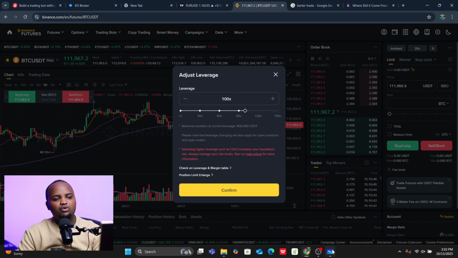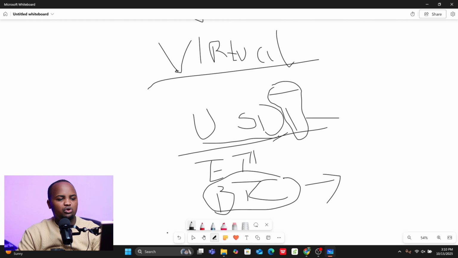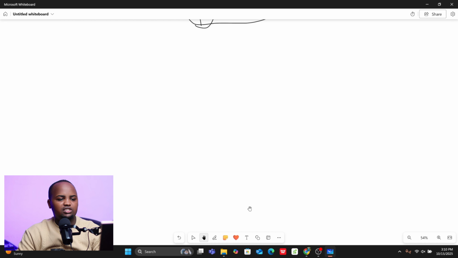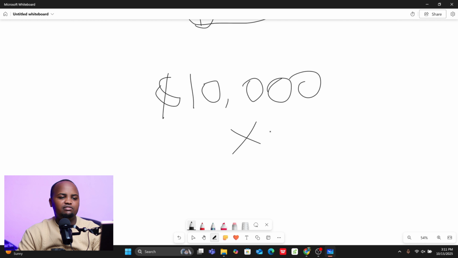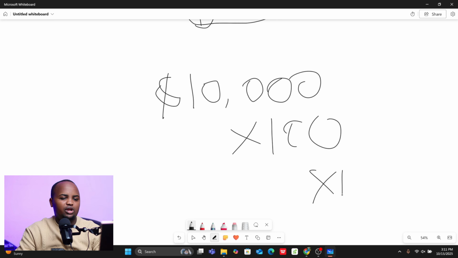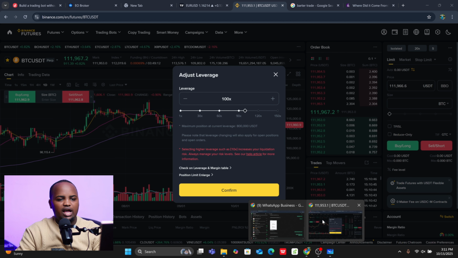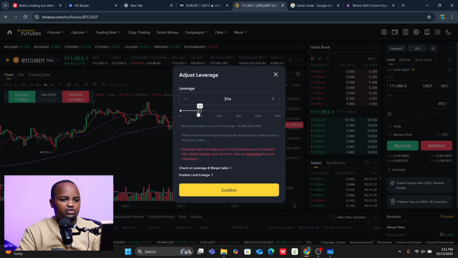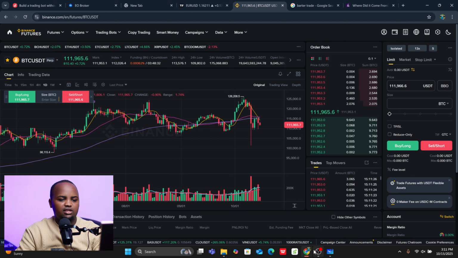Let me show you how risky it is when you use leverage in crypto. Assume you have $10,000 and you want to buy 1 Bitcoin, and you select a leverage of, let's say, 12. Actually, 100 is very big. You select a leverage of 12 around here, and then you want to buy.